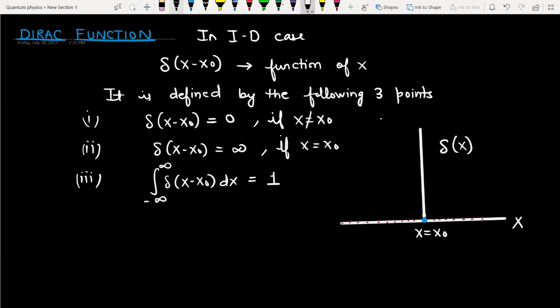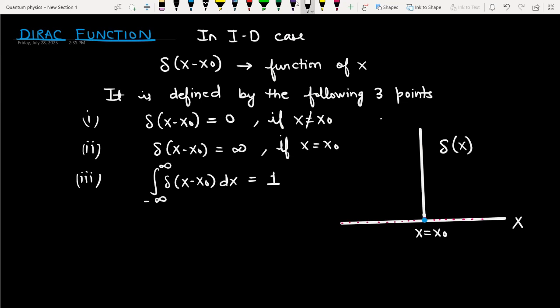Now you may think, where is this 1 coming from? It's a natural question, since at all the points the Dirac function is 0, so where is this 1 coming from? It's common sense that the contribution to this integral comes from this particular point, x equal to x naught, because at all the rest of the points the Dirac function is 0, and this integration obviously means the area under the curve. So the contribution to this integral comes from x equal to x naught.